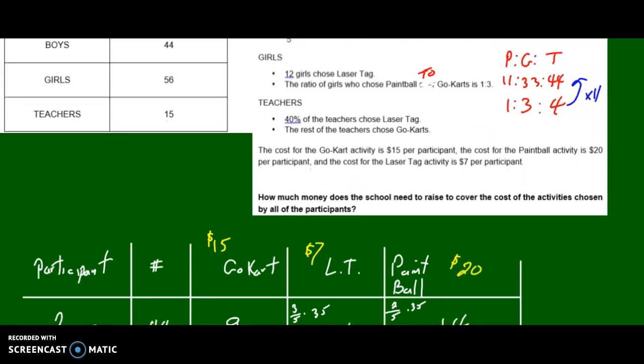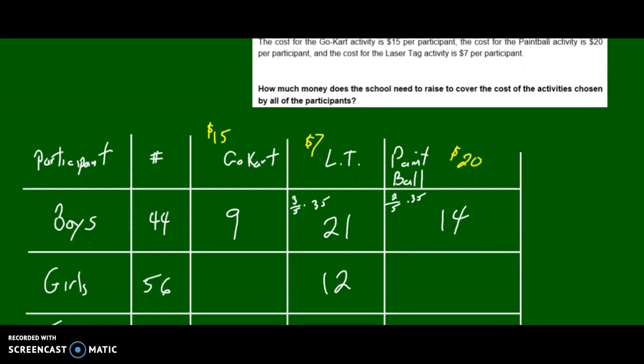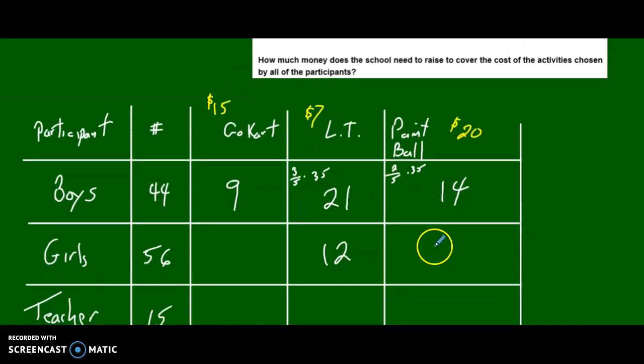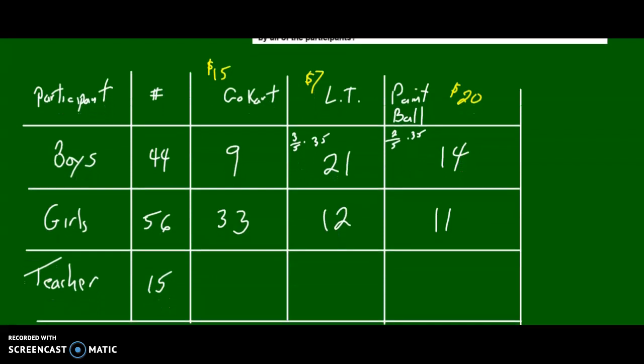So now I know that there's 11 girls doing paintball. So I put 11 over here. And there are 33 over here. So this adds up to 56. Okay, now I have to do the teachers.